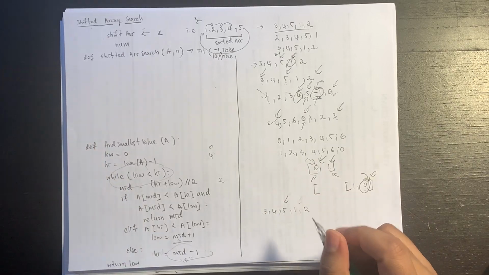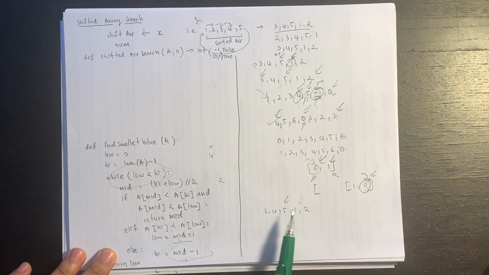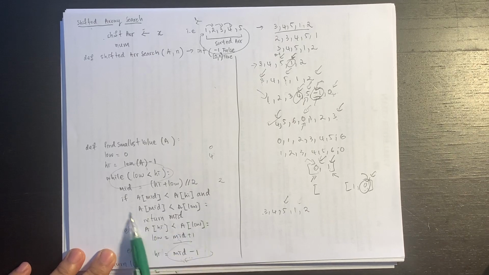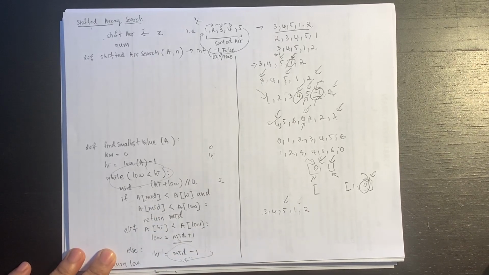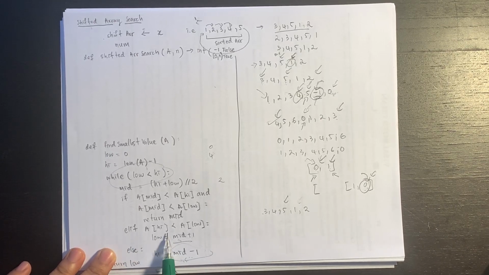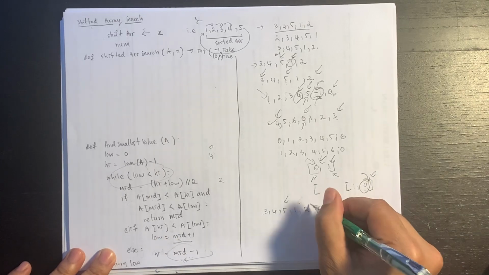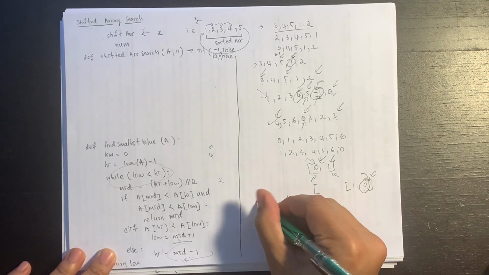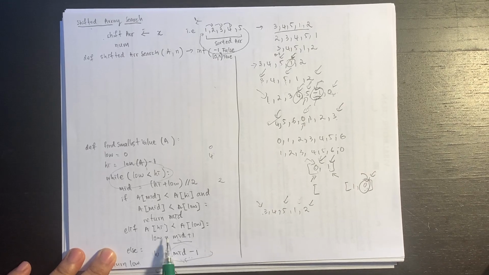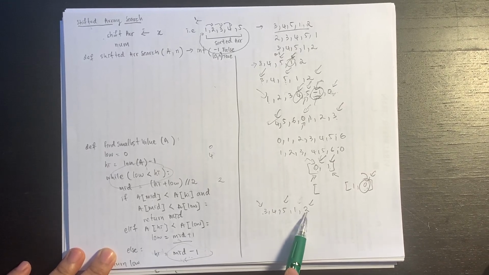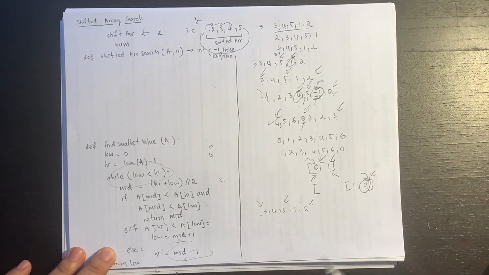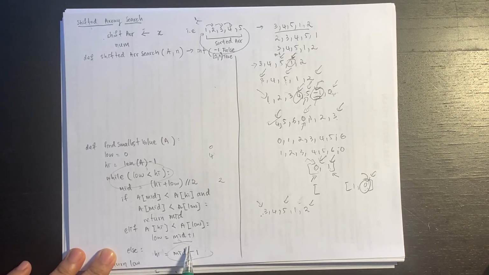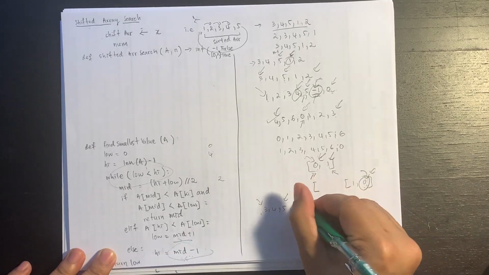So 5, so this condition is not true because 5 is not less than 2 nor 3. So let's look at this. High, which is 4 right here, and low. So high is less than, so a high is less than a low. So our low has to be moved to mid plus 1. So our low is right here right now.